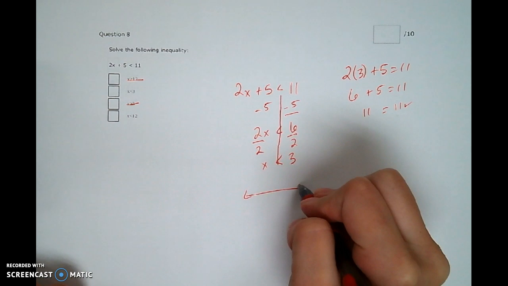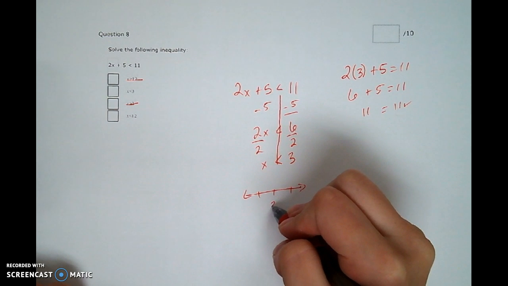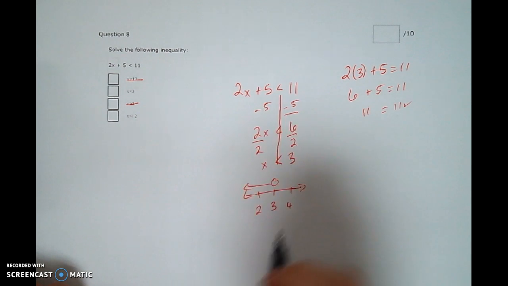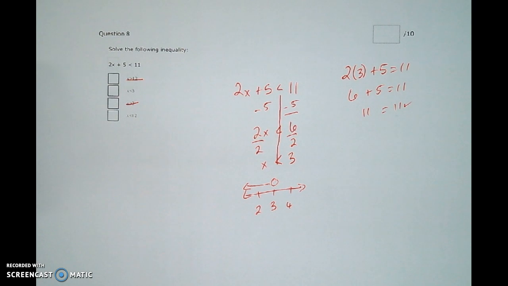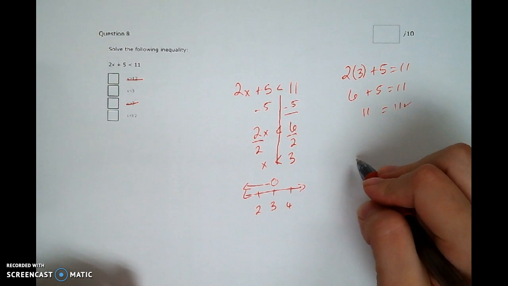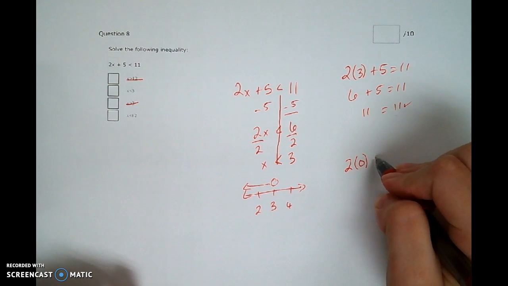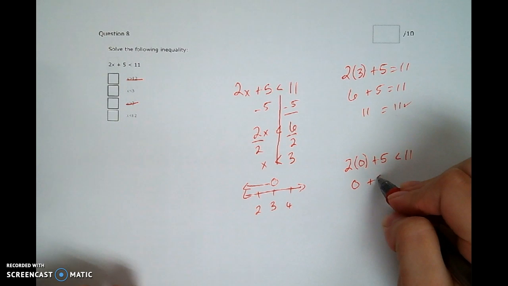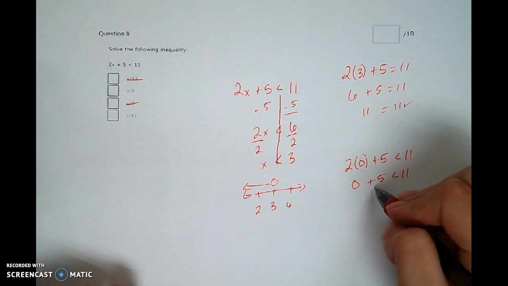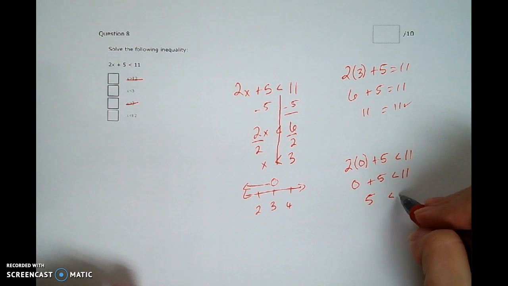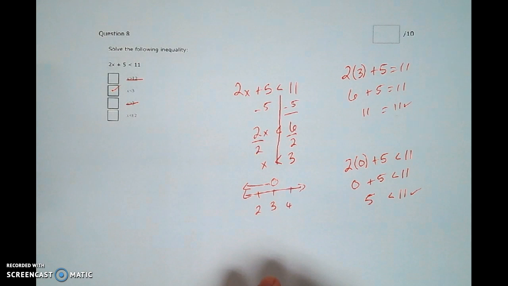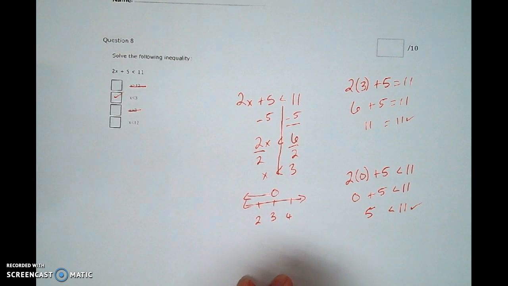Now I need to check if my inequality sign is correct. So I have 3, 2, 1, open, I'm sorry, 4, goodness. I have an open circle pointing to the left. So in this case, 0 will be part of my solution set, so I'm going to plug in 0 here. So I have 2 times 0 plus 5 should be less than 11. 2 times 0 is 0 plus 5 is less than 11. 0 plus 5 gives me 5, which is less than 11. So after I check it, I can go ahead and select my answer choice of x is less than 3.